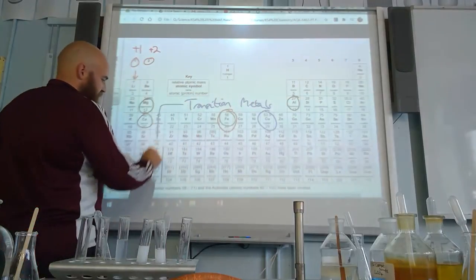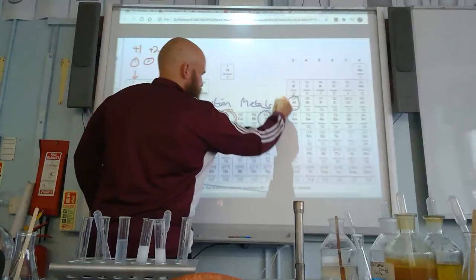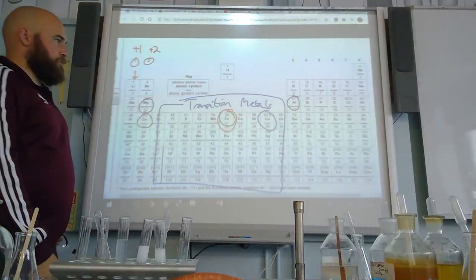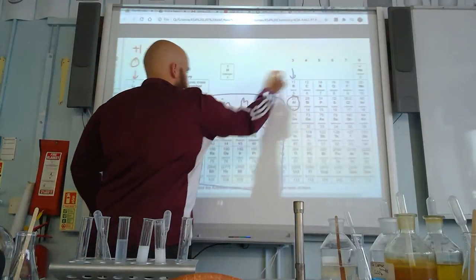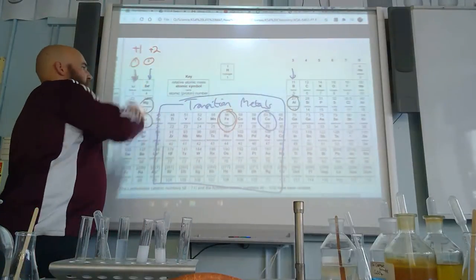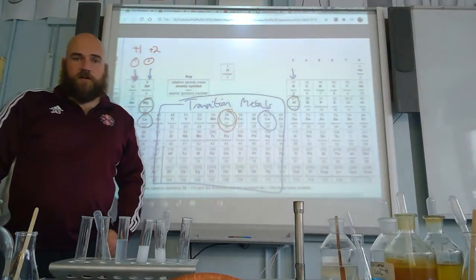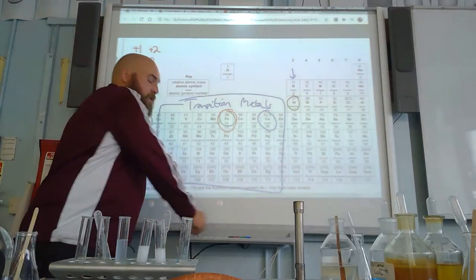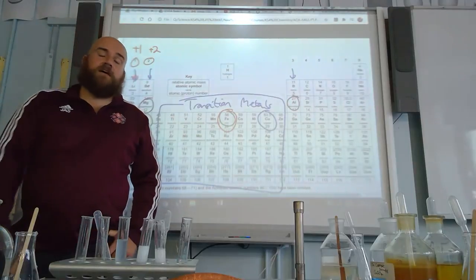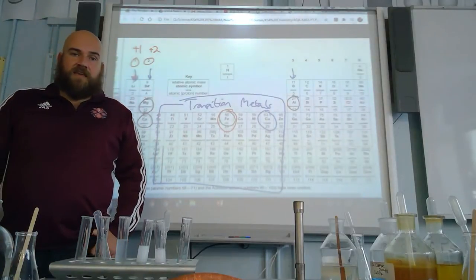Right, so these things here form colorful compounds. The group 1, group 2, and group 3 metals do not form colored compounds. So that's just a little lesson there to go through the chemical tests for positive ions. Join us next time and we'll have a look at the negative ions.